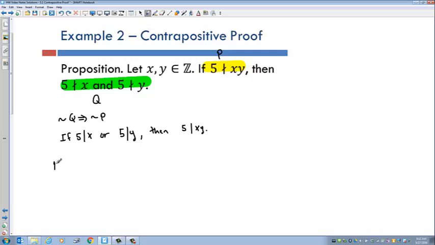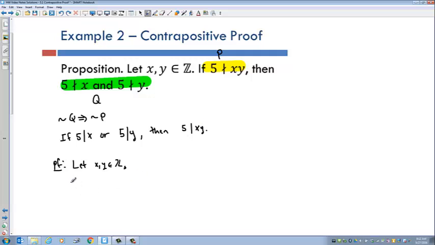So let's write the proof. And so we'll let x and y be integers. So let x and y be an element of Z. And then we have either 5 divides x or 5 divides y. So let's do this one in cases, although you could use "without loss of generality" here because this statement is symmetric in x and y. But let's do it in cases.